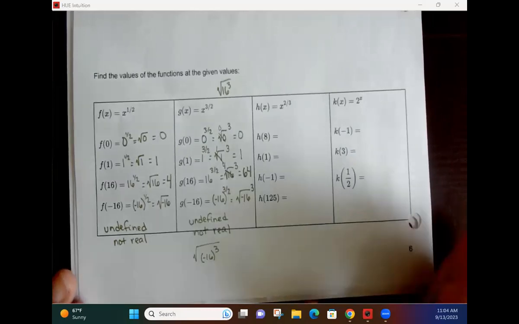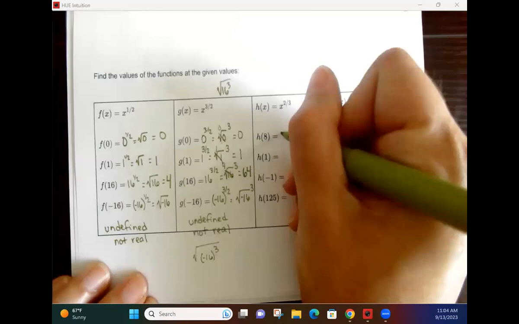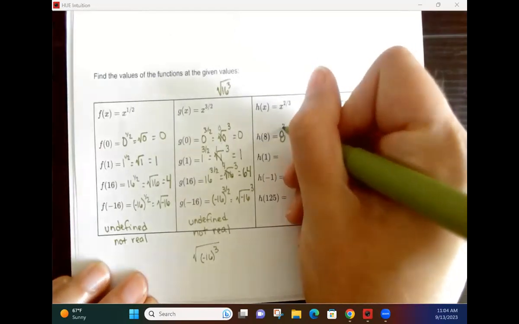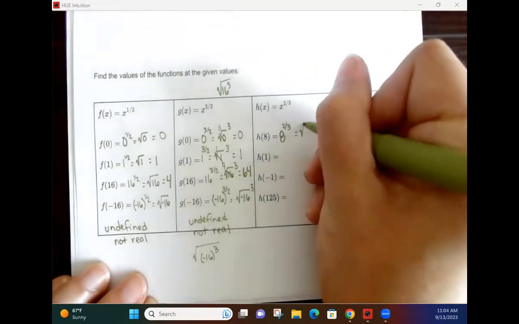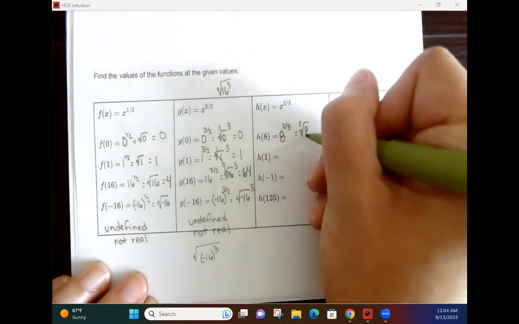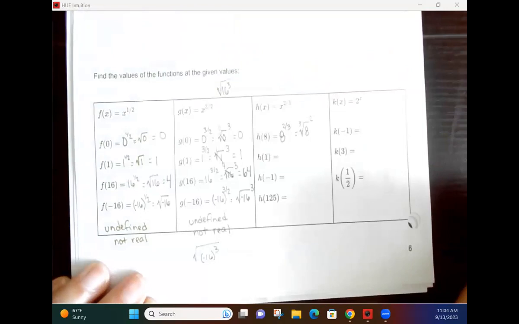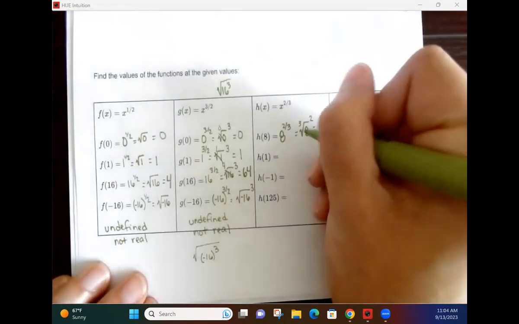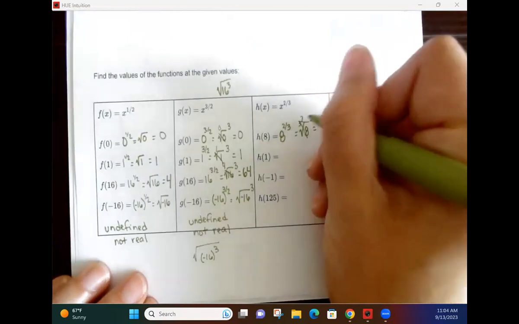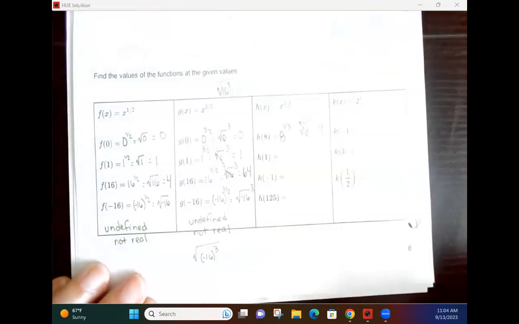For h, we have 8 to the 2/3 power, which I could also write as the cube root of 8 squared. So that would be the cube root of 8 is 2. 2 squared is 4.